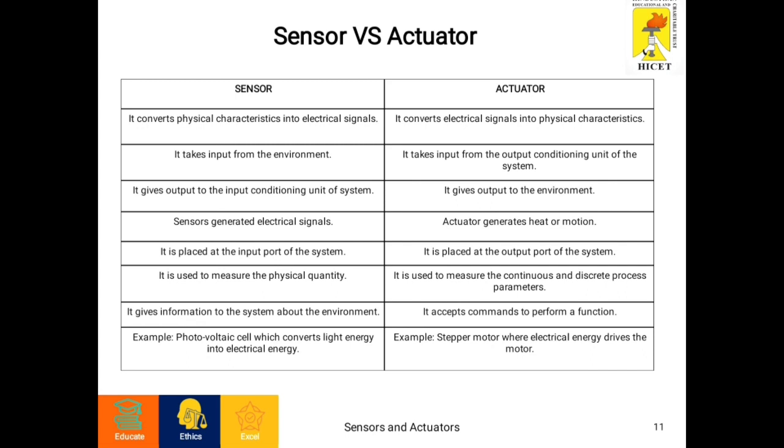A sensor is used to measure the physical quantity, whereas an actuator is used to act on continuous and discrete process parameters, that is zeros and ones. A sensor gives information to the system about the environment. An actuator accepts the commands to perform a function. An example of a sensor is a photovoltaic cell, which converts light energy into electrical energy. An example of an actuator is a stepper motor, where electrical energy drives the motor.